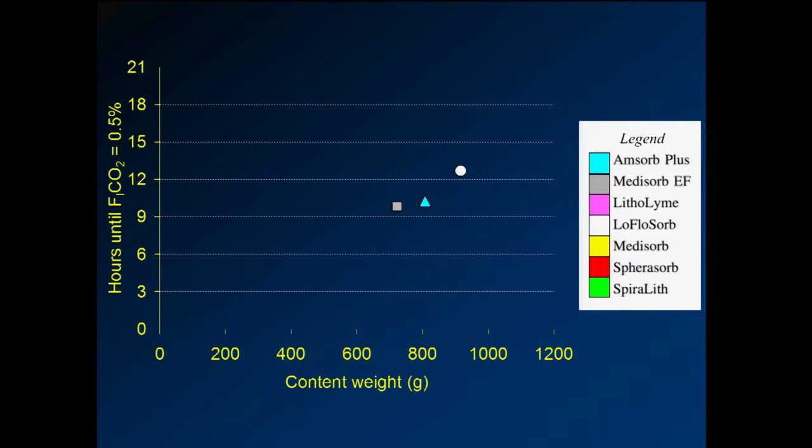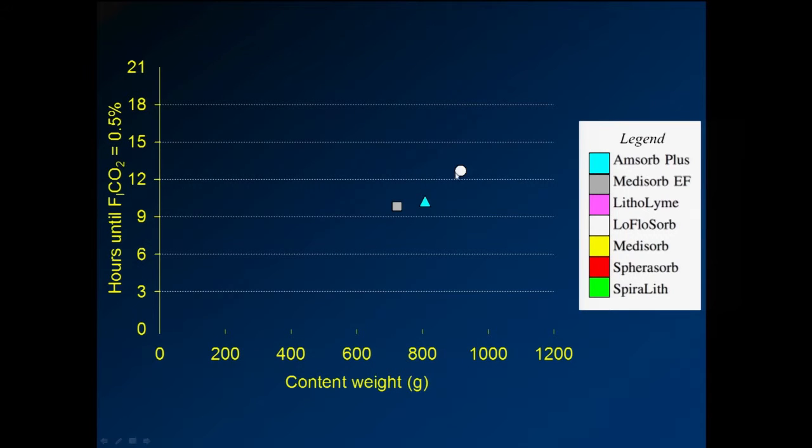And this is a new plot. I actually plotted this myself only a week and a half ago. Here you can see the actual weight of product in each of these containers. The color refers to the product. And this again is the hours until the FiCO2 becomes 0.5. So the higher up here, the more efficient they are for us clinically.